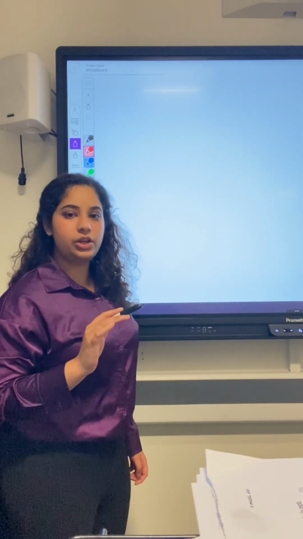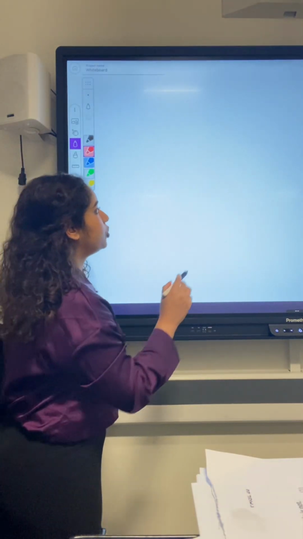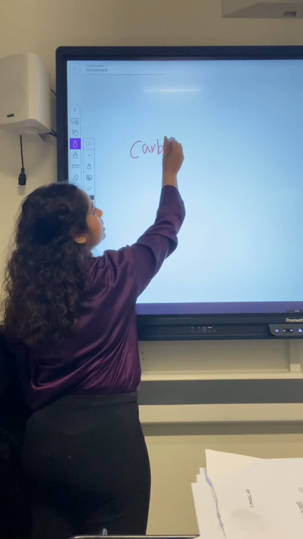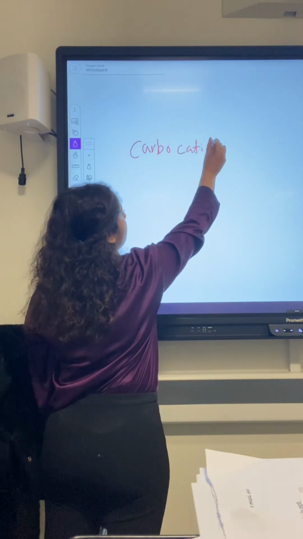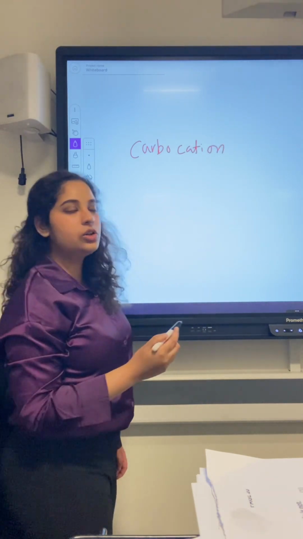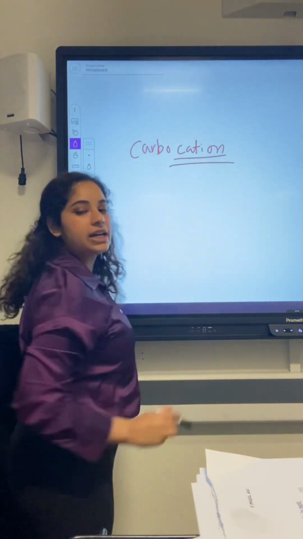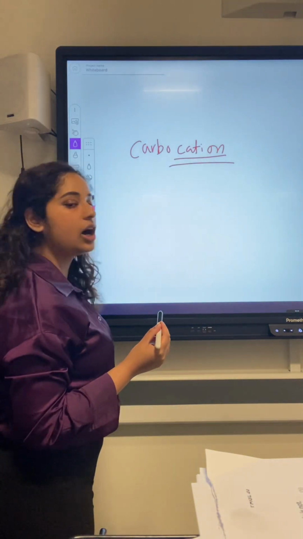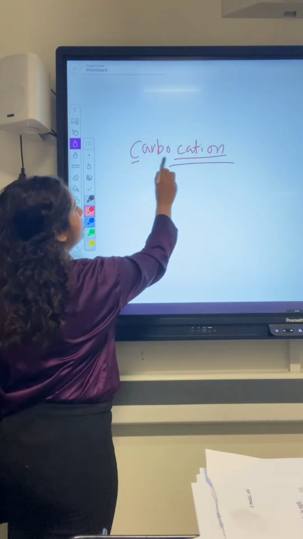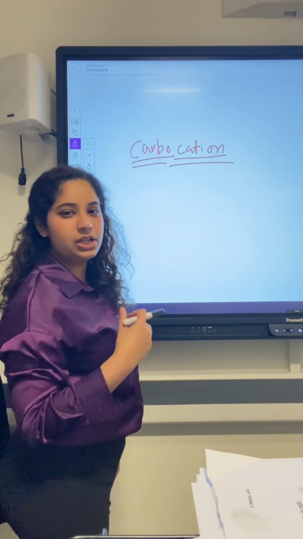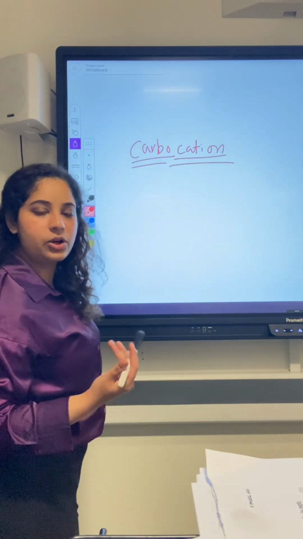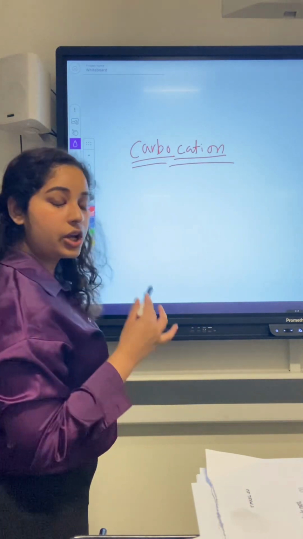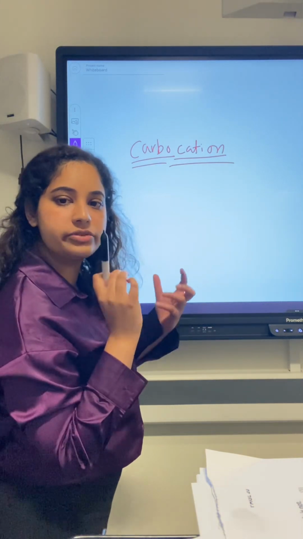Right guys, I'm just going to show you how a carbocation is formed. Okay, so firstly, let's just have a look at the word carbocation. A cation, we know, means a positive ion. So we now need to look at what carbocation means. Carbo should be something related to carbon. So it's a cation of a carbon, and we're going to have a look at how that cation of the carbon is formed.